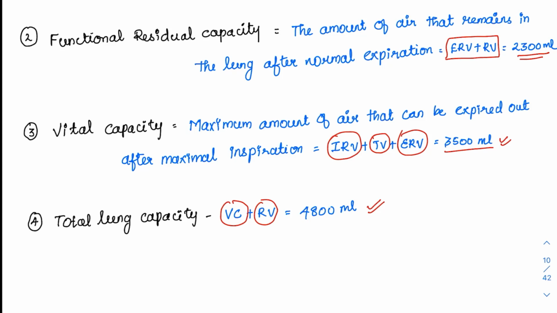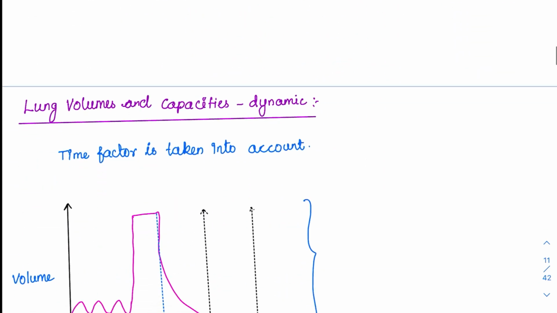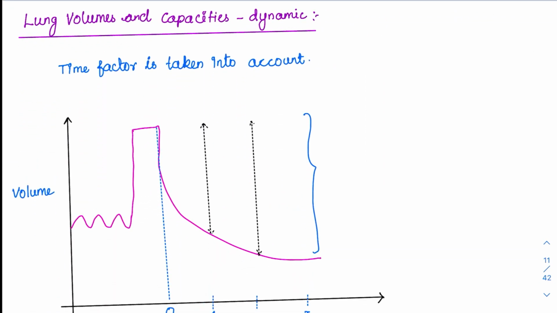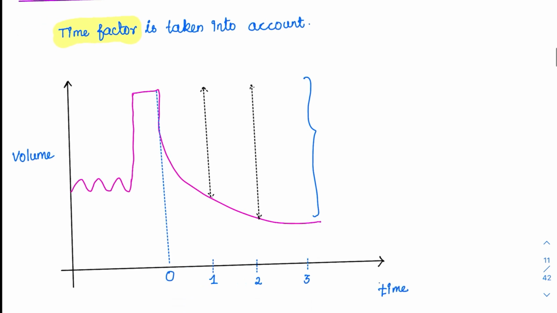Coming to the lung volumes and capacities, dynamic. What do you understand by dynamic? Dynamic means whenever we take the time factor into account, then it is called dynamic. So the first thing that I have to do is create an x-axis where there is time. Then the volumes will be recorded similarly on the y-axis.